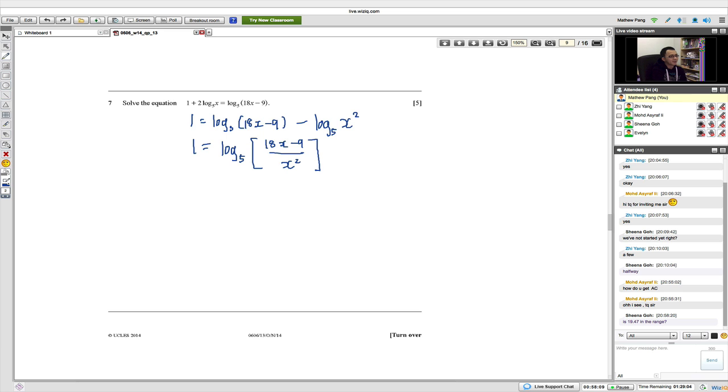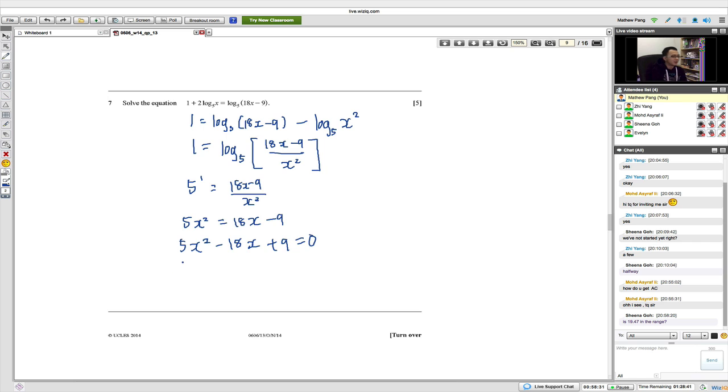And then log 5 I throw to the other side, it will become 5 to the power of 1. Okay, this is all the basic rule of log only. Over 18x minus 9 over x squared. And I move the x squared, you will get 5x squared equals 18x minus 9. And then make it become 0, because this is a quadratic equation: 5x squared minus 18x plus 9 equals 0.